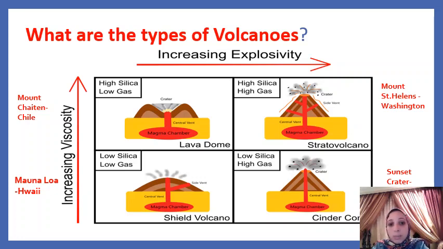For example, the most explosive and highly viscous is Mount St. Helens in Washington, and it's a stratovolcano. As you can see in the diagram, the dust and particles released are very high because of the high gas content and high silica content. On the other hand, diagonally, you can see the shield volcano is the least viscous and the least explosive due to the low silica and low gas content.